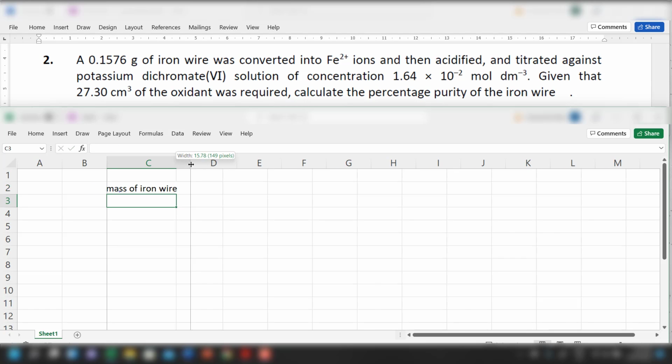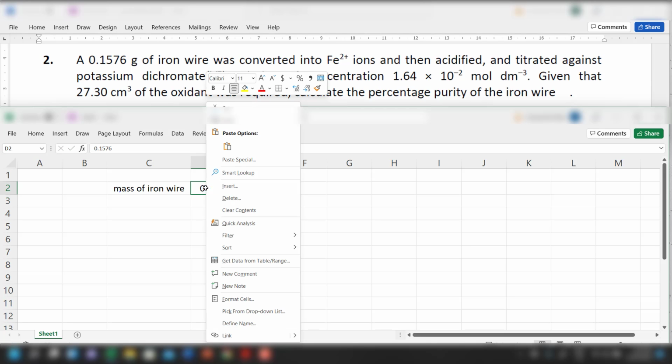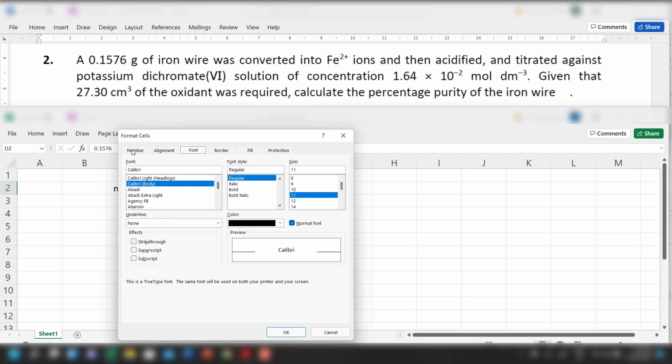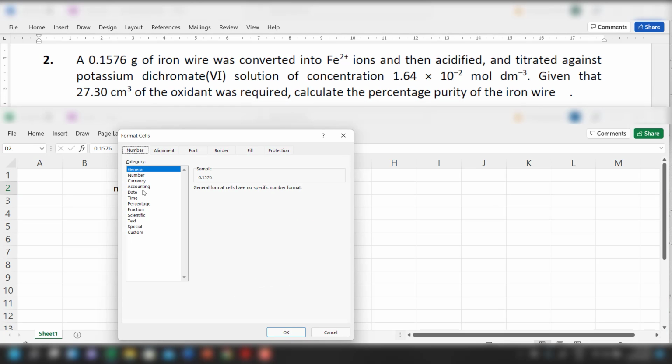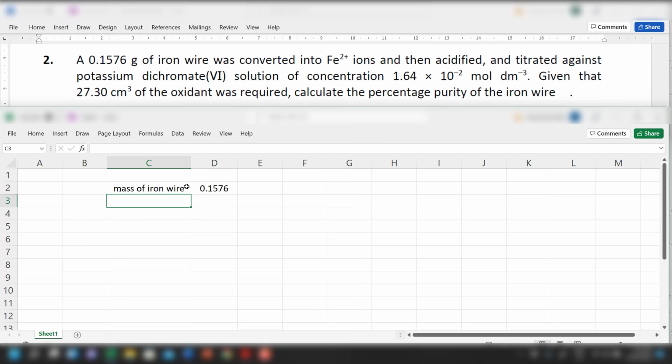I'm just going to elongate the cell a little bit. It's given to be 0.1576. You can decide from Excel, by formatting the cell, how many decimal places you want the numbers to be. So I can just change it to 4 decimal places because that's given to me in the question. And this is in grams, so we can just remind ourselves that it's in grams.